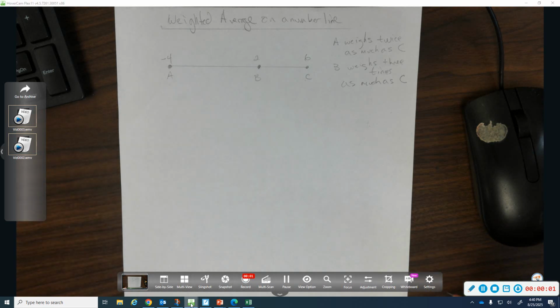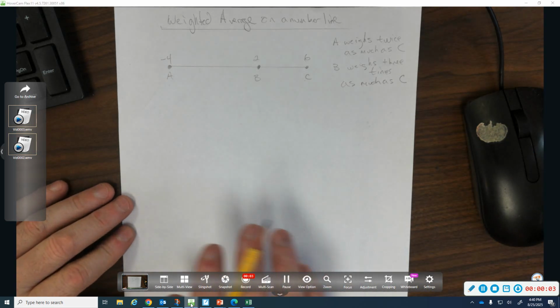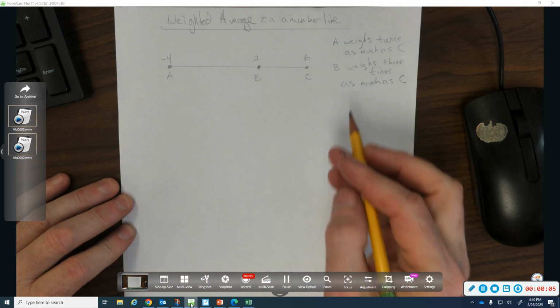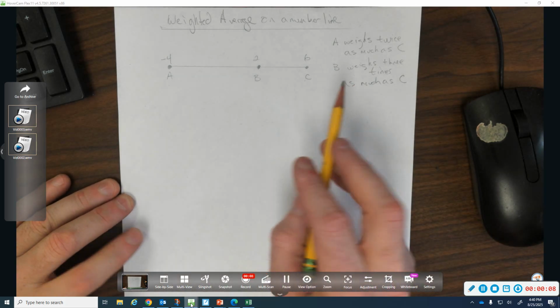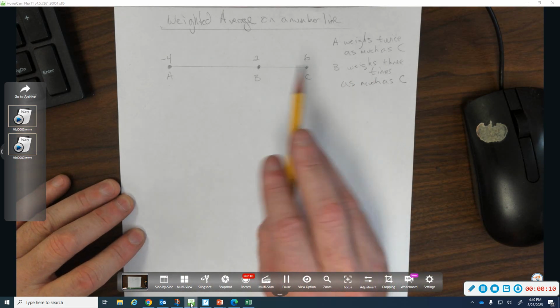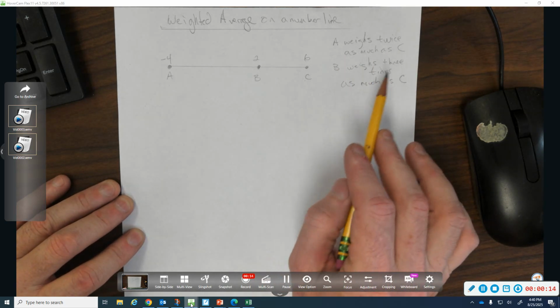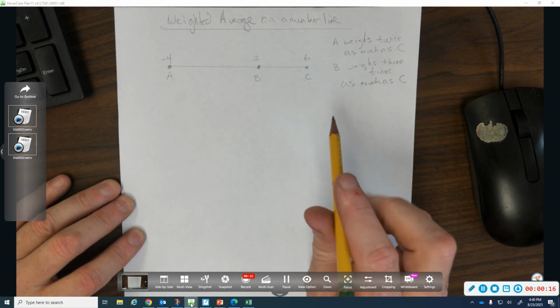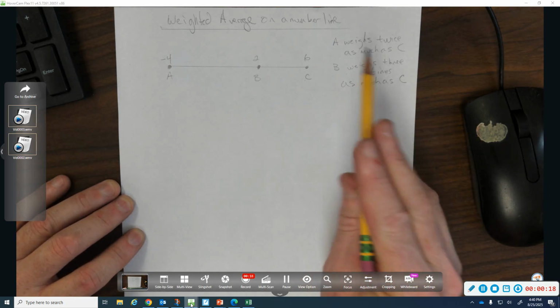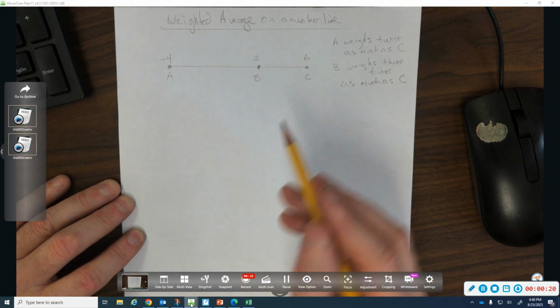So let's talk about weighted average on a number line, and then we'll look at weighted average on the coordinate plane. But first, we have kind of this basic scenario where we can say that A weighs twice as much as C, and B weighs 3 times as much as C. So to evaluate this situation, we're going to look at what that means.